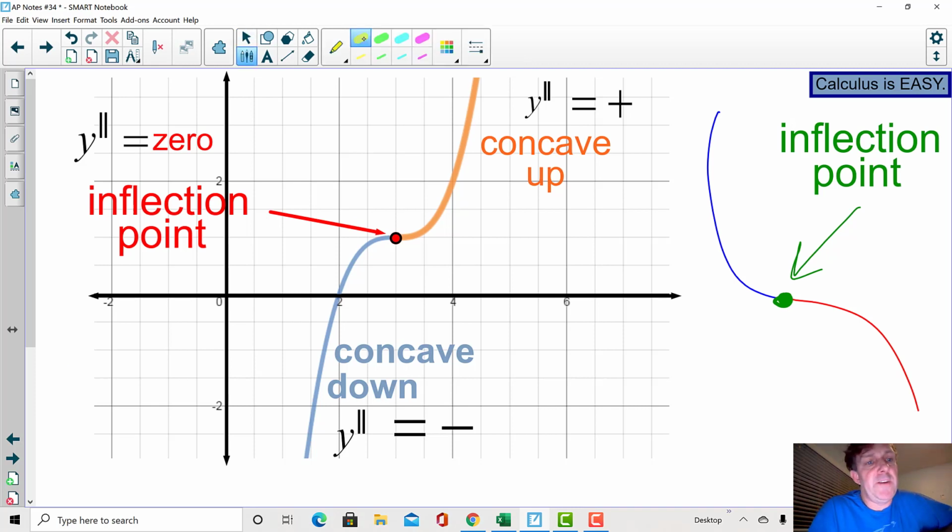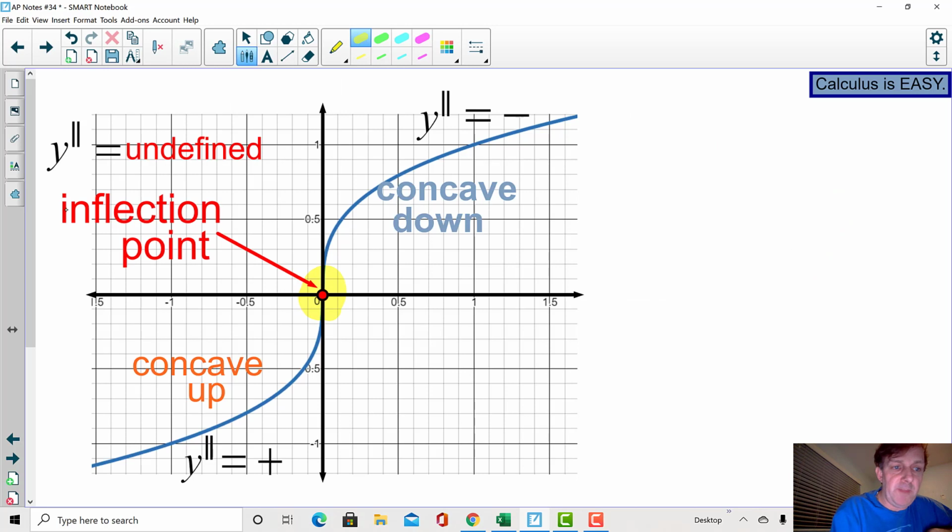Okay, we're going to take a look at another example, but I want to point out the difference between this one and the next example. On this example, the inflection point happened at a spot where the second derivative was equal to 0. Now we're going to go look at the next example. On this example, the inflection point is happening where the second derivative is undefined.